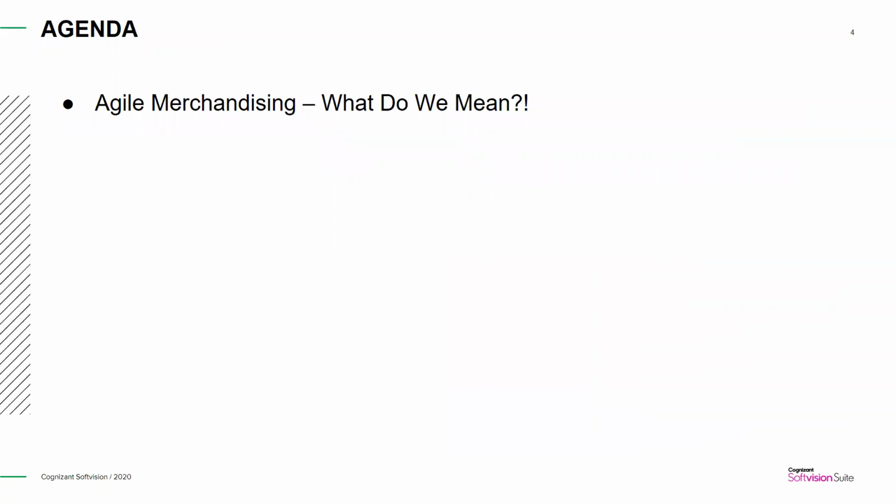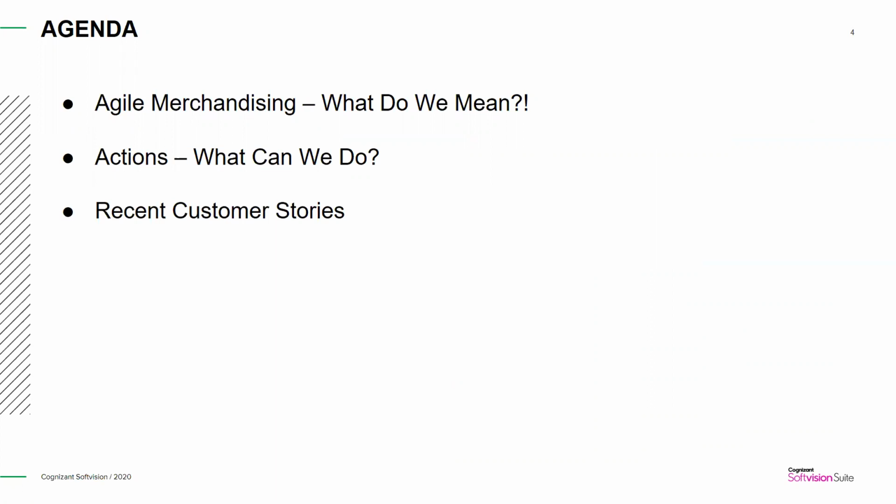We're going to talk about Agile merchandising and what we mean by that. We're going to talk about some things that you can be and should be doing in today's environment, but certainly at any time to optimize your inventory. Stuart will share some recent customer stories and observations he's making as he speaks with the customers in the field. And then I'll describe Cognizant Softvision Suite, give you an overview of what we offer.